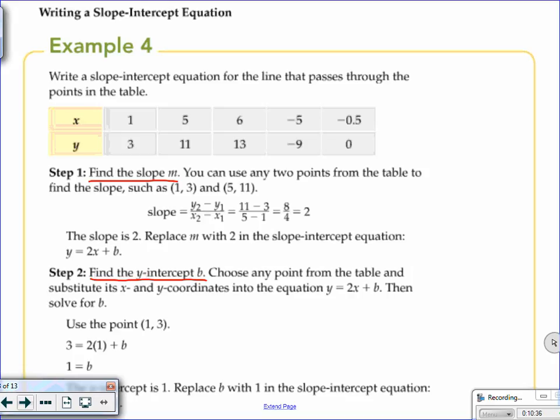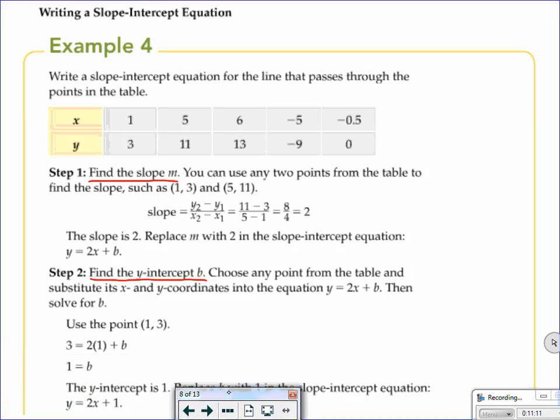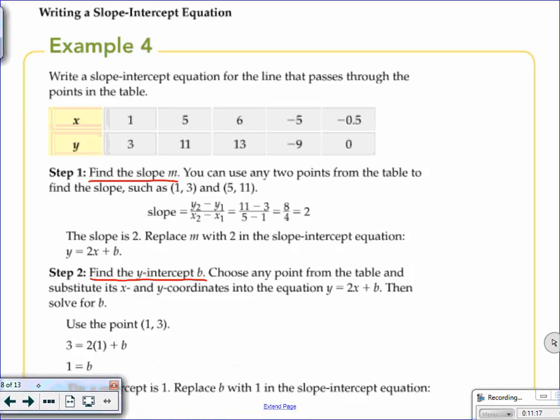In example 4 here, they give you a table with some points. Your first step is always to find the slope. The important thing is here, you can pick any 2 points off this table to use to find the slope. Just like we did in the opening problem there. We took 2 points, we found the slope. Once you have the slope, you can substitute that in for m in y equals mx plus b. Pick one of your points, you can find b, and then go ahead and solve it. So you can see this one comes out to be y equals 2x plus 1 when you go through those steps.